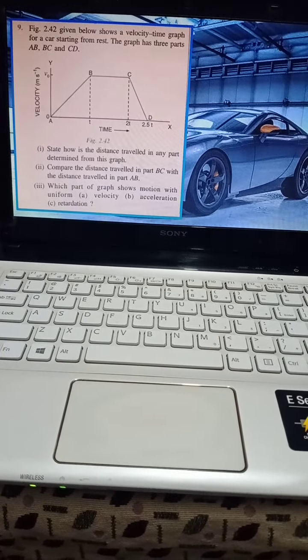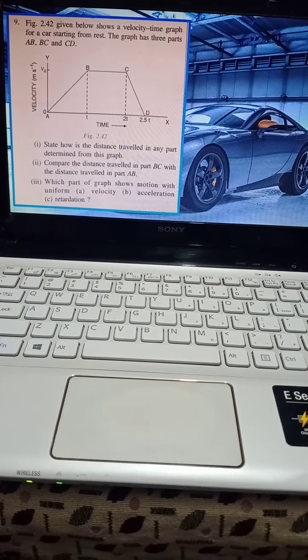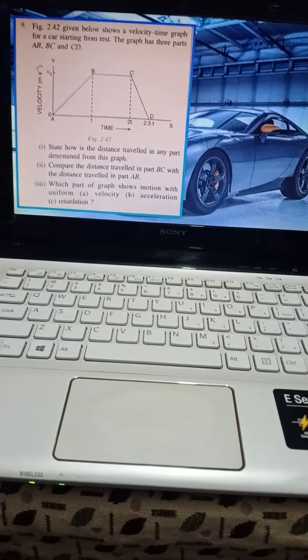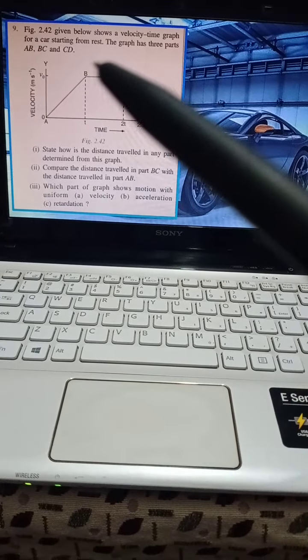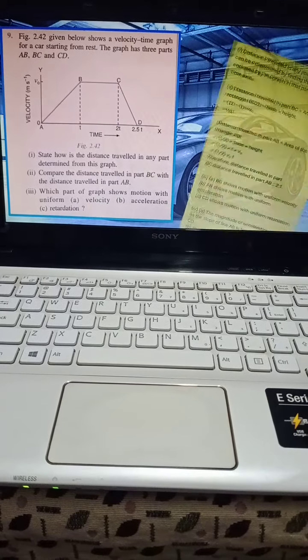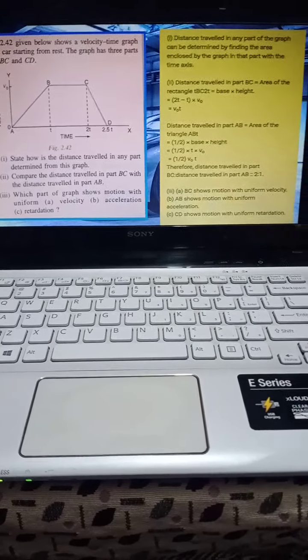The second question is: compare the distance traveled in part BC with the distance traveled in part AB. For this AB part and BC part, we are going to find the distance. Here we are going to have the solution.